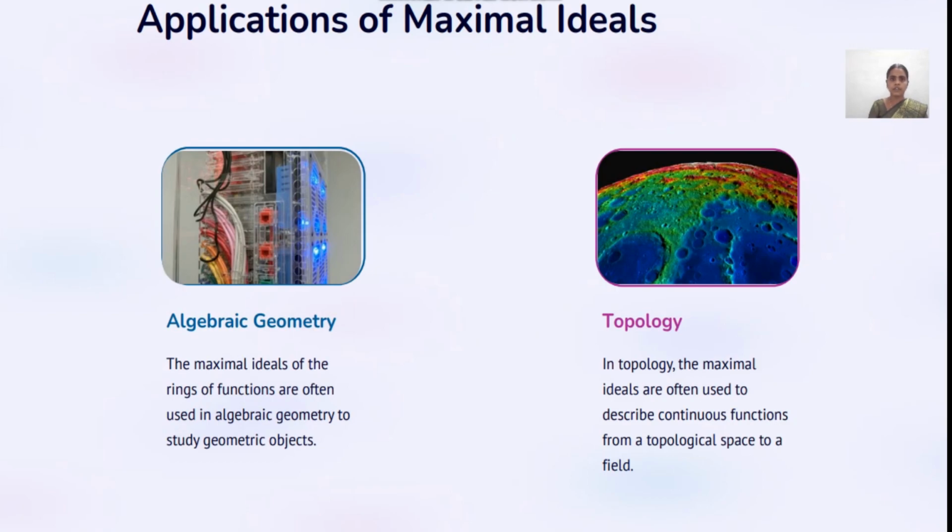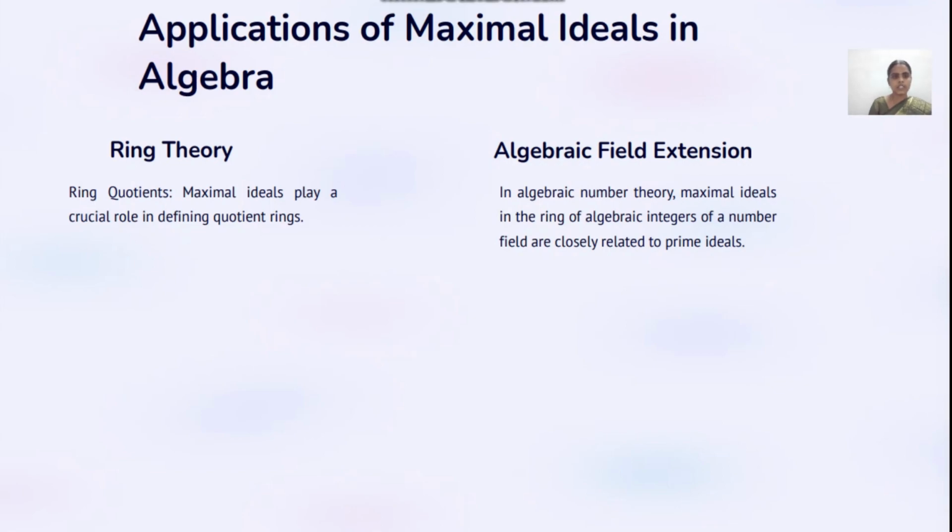Now we see a few applications of maximal ideals. The concept of maximal ideal is applied in many areas, especially in algebraic geometry and topology. In algebraic geometry, the maximal ideals of a ring of functions are often used to study geometrical objects, whereas in the field of topology, maximal ideals are often used to describe continuous functions from a topological space to a field. Now we see applications of maximal ideals in algebra. Especially it has many applications in ring theory and algebraic field extension.